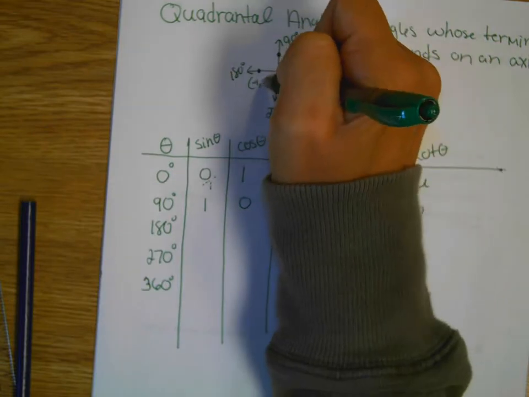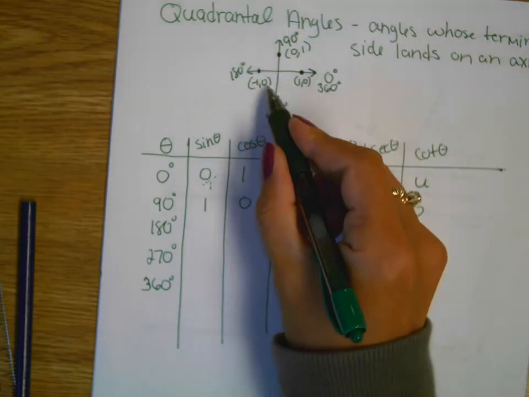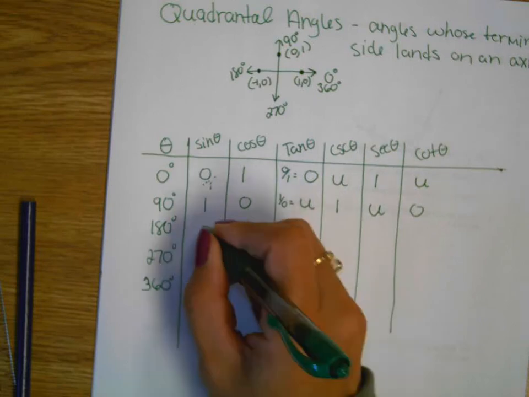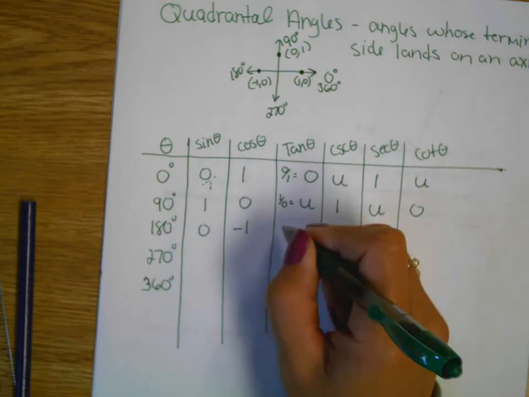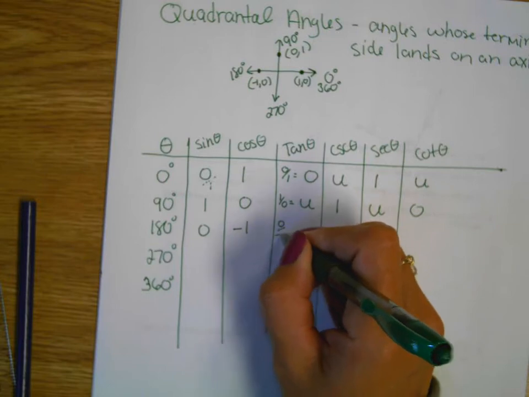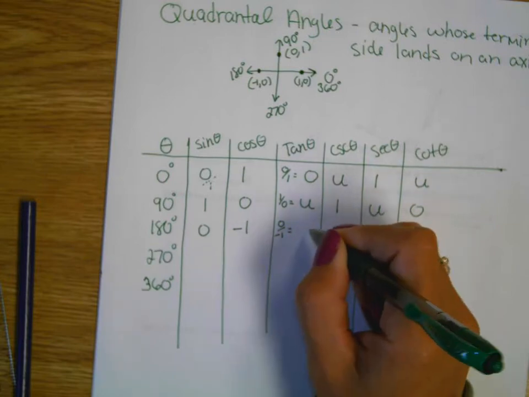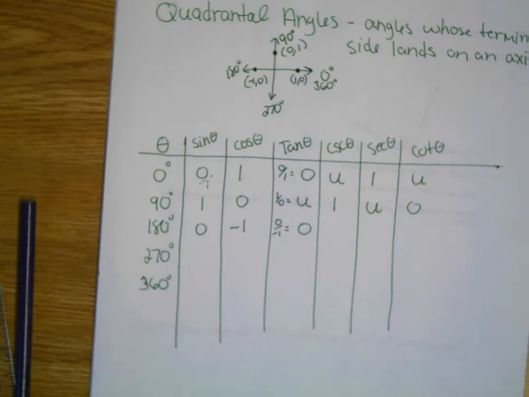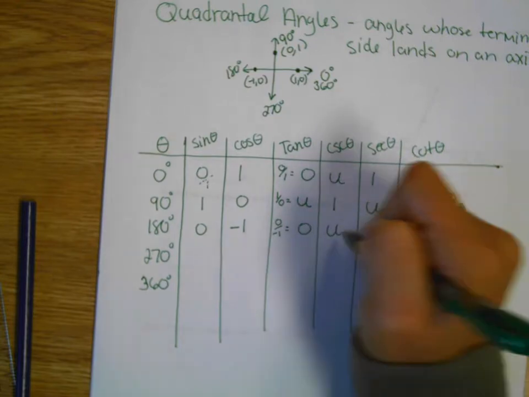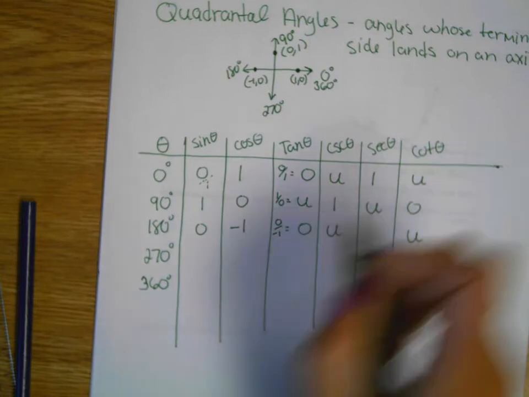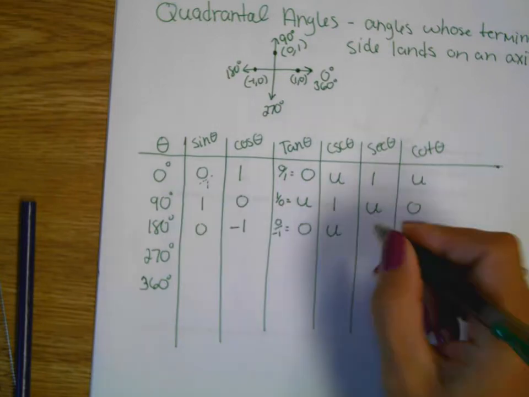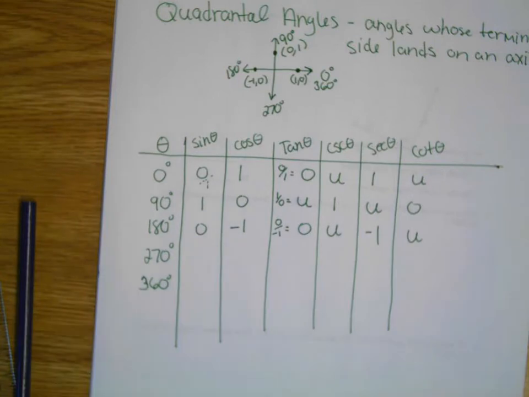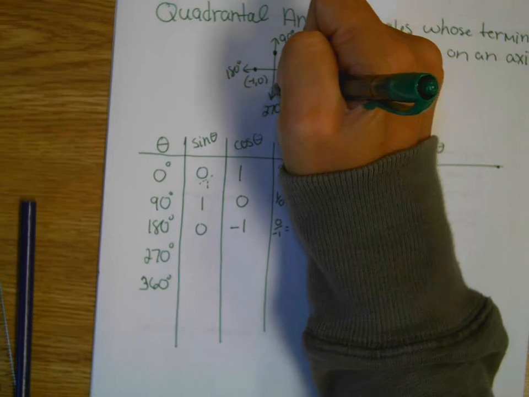Negative 1, 0. Cosine, sine, alphabetical order. Cosine's the negative 1, sine is the 0. Tangent's going to be 0 divided by negative 1, which is 0. And then flip those over. We're going to have 2 undefined. What's negative 1 flipped over going to be? Still negative 1. Down at 270, what's your ordered pair?